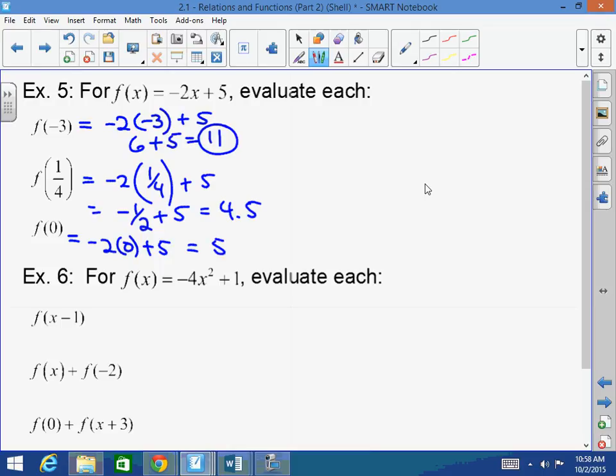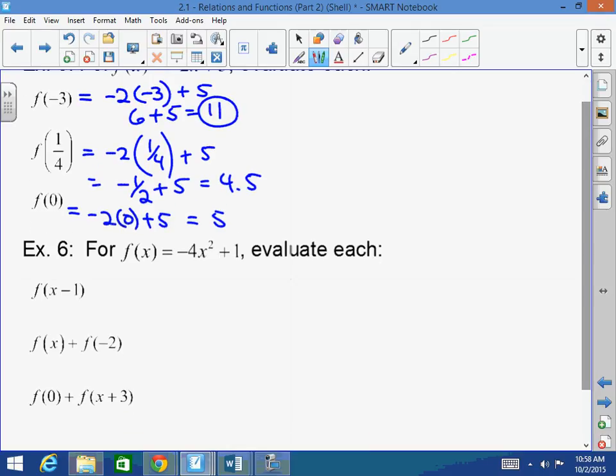Now what if I amped it up a little bit and I said to you, I want to find f of x minus 1. What am I replacing the x with here? So check this one out. This is going to be negative 4 times x minus 1 squared plus 1. Does that make sense? Okay, you shook your head. No, why? What did I replace the x with? x minus 1. So I plugged it into where my x is. Now, does that make sense?